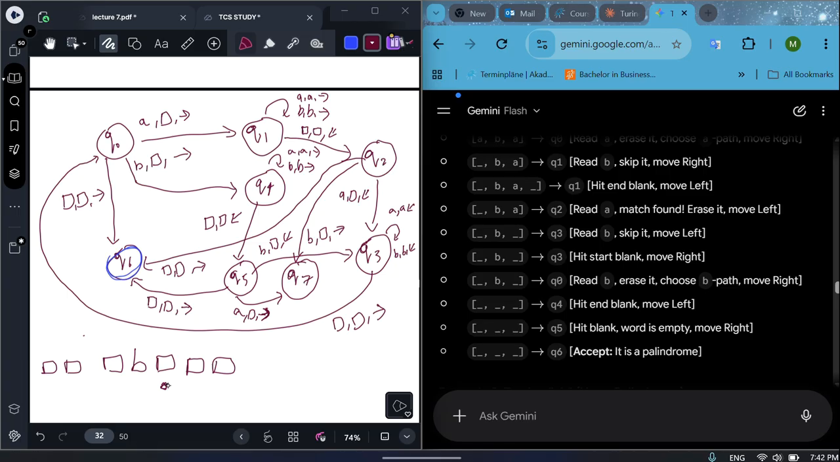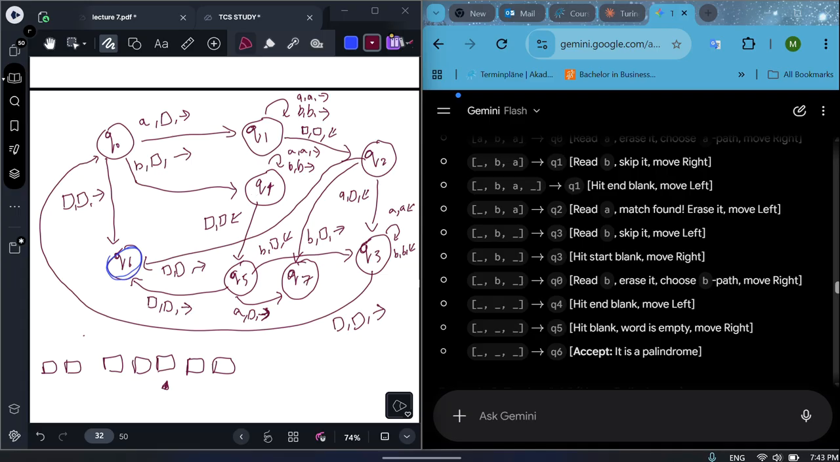In Q3, the moment you hit start blank, move right. This start blank. In Q3, move right. Then the tape head would be over here. And the moment that happens, go to Q0. And in Q0, if you read a B, you follow the path of B. You erase it and you choose the path of B and move right. So you erase it and you move right on this. So the tape head is here on Q4, I think, because it takes the path here of B and goes to Q4.